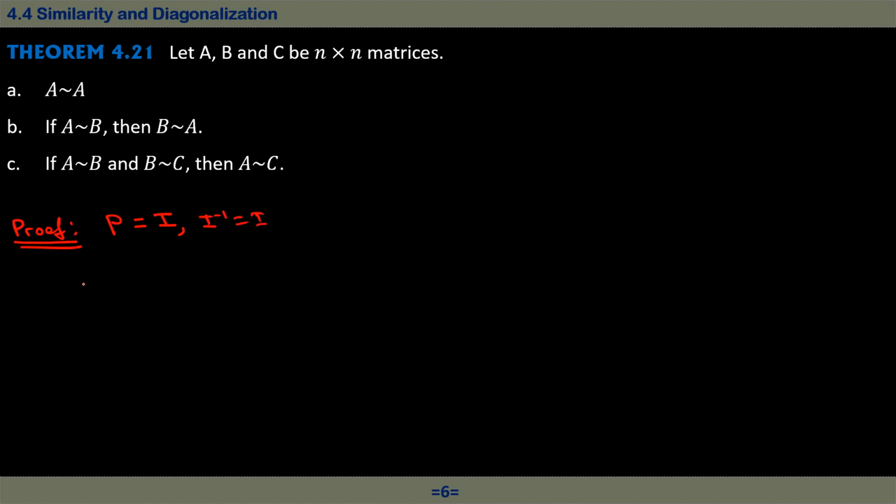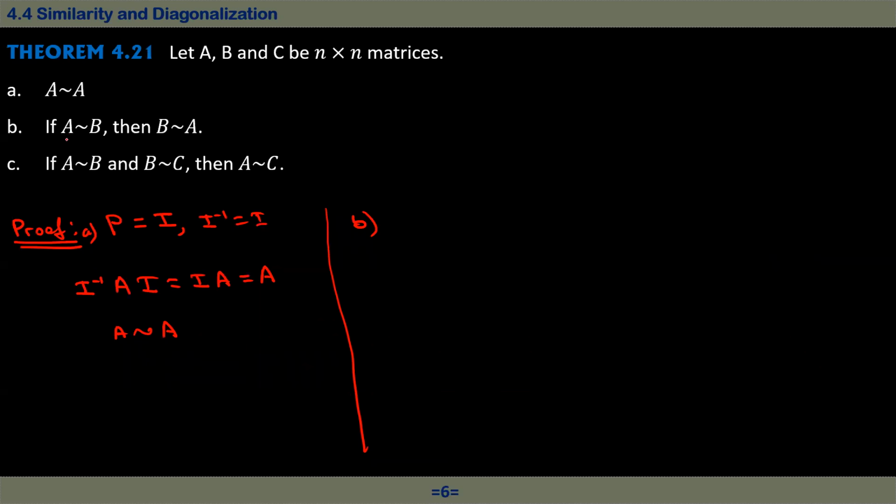So if you just substitute here, we know that I inverse times A times I, where I inverse equals I, and A times I is A, that's equal to A. So that means that since our P is this I, then A is similar to itself. That is a proof of the first part. And how about the second part? It says that if A is similar to B, then also B is similar to A.